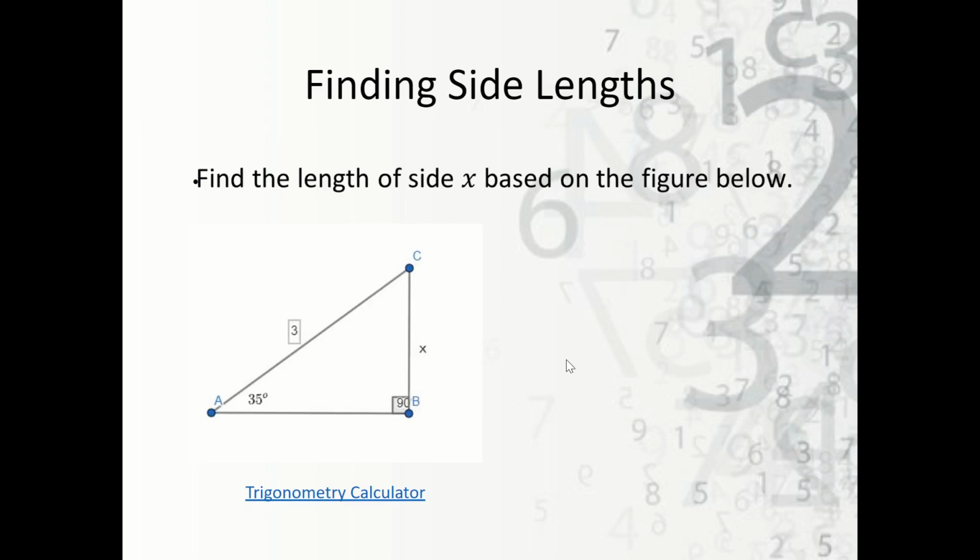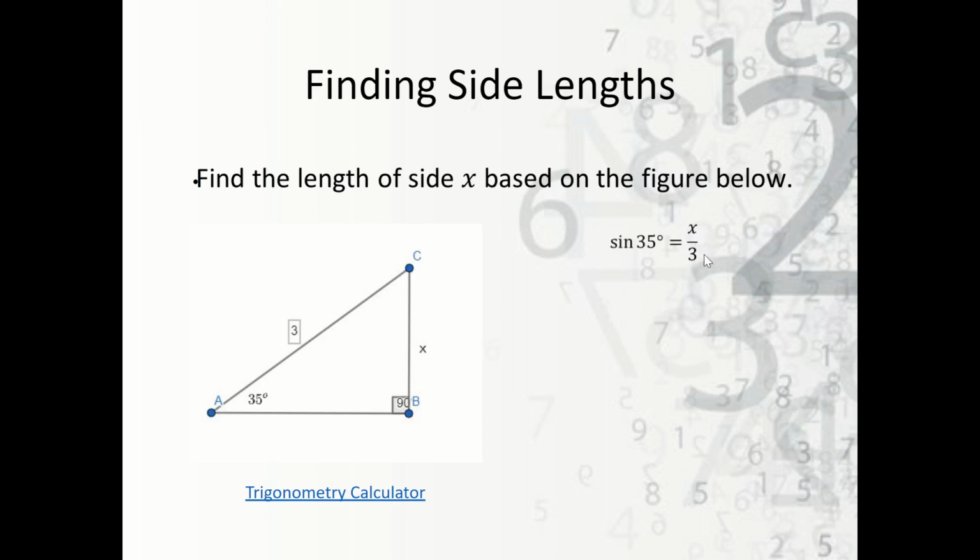Let's look at one more example. Now we have that this is 35 degrees, and we know that this side is x, this side is 3. So we know the opposite, and we know the hypotenuse. So we'll go ahead and set it up. We know that with opposite and hypotenuse, that would be sine. So we're going to say sine of 35 degrees is equal to x over 3.